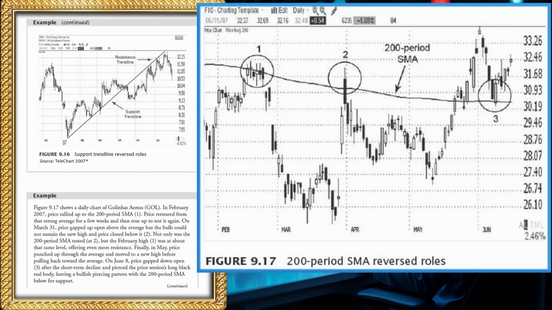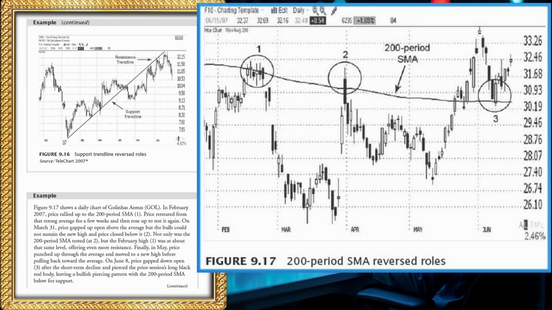In February 2007, price rallied up to the 200 period SMA (1). Price retreated from that strong average for a few weeks and then rose up to test it again. On March 31st, price gapped up open above the average, but the bulls could not sustain the new high and price closed below it, too. Not only was the 200 period SMA tested at (2), but the February high, (1), was at about that same level, offering even more resistance.